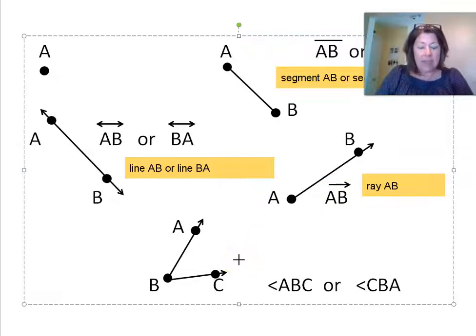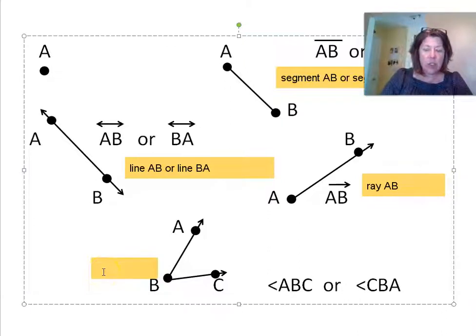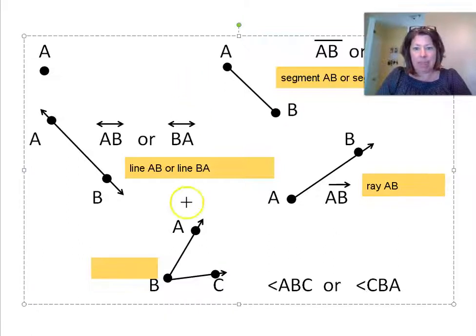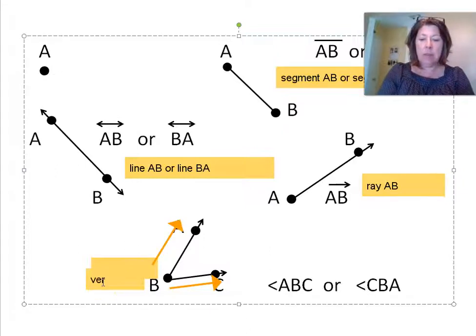My last one is an angle. And I have something right here. Point B is basically holding 2 rays together. Here's one of the rays, ray BA, and here's the other ray, ray BC. And that point B, which is holding my angle together, is called the vertex.